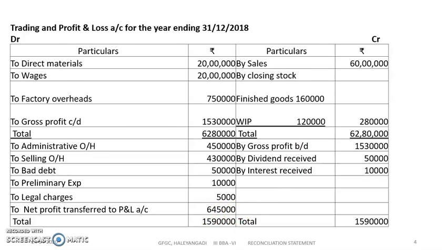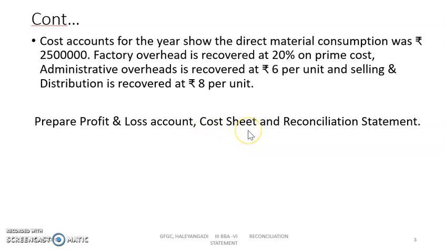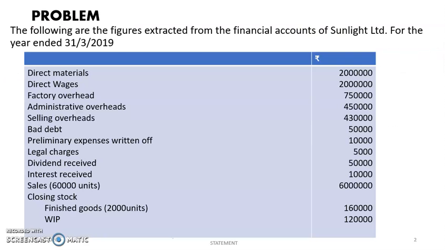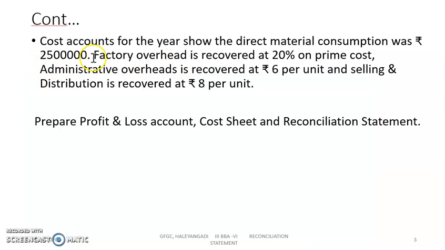Now, coming to the next part of your question, that is cost sheet. Now, when you're preparing the cost sheet, please consider this paragraph. Okay. Now, if you see, cost accounts for the year show direct material consumption of 25 lakh. Direct material consumption here shows 20 lakh in the statement that is given, which we have taken to the profit and loss account. But in the cost sheet, they have said 25 lakh. Okay. So you will take this figure for the cost sheet. Factory overheads 20% on prime cost, administrative overheads 6 per unit and selling overheads 8 per unit.